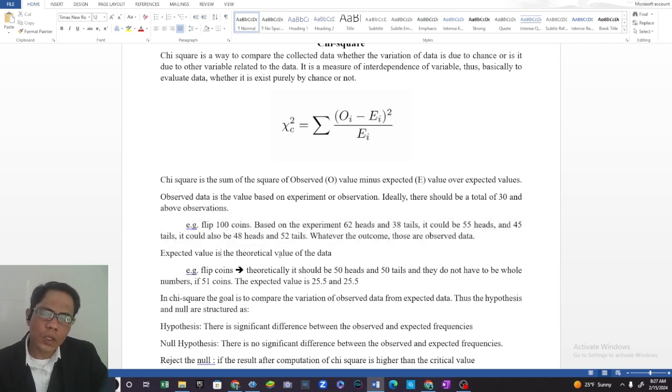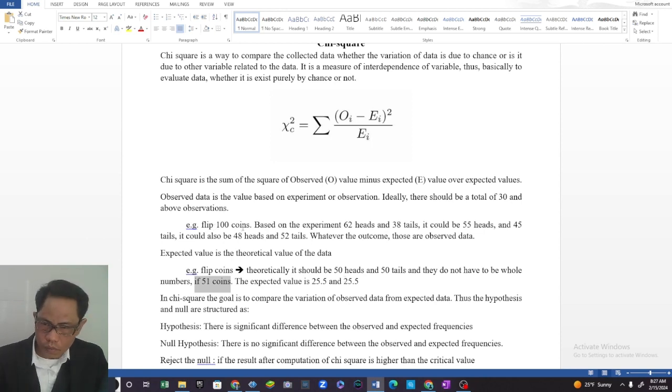Expected value is a theoretical value of the data. So, for example, if you flip a coin, theoretically there should be 50 heads and 50 tails. And they don't have to be a whole number. For example, if you have 51 coins, the expected value is 25.5, 25.5. So I hope you understand. We are on the same page on observed values and expected values.